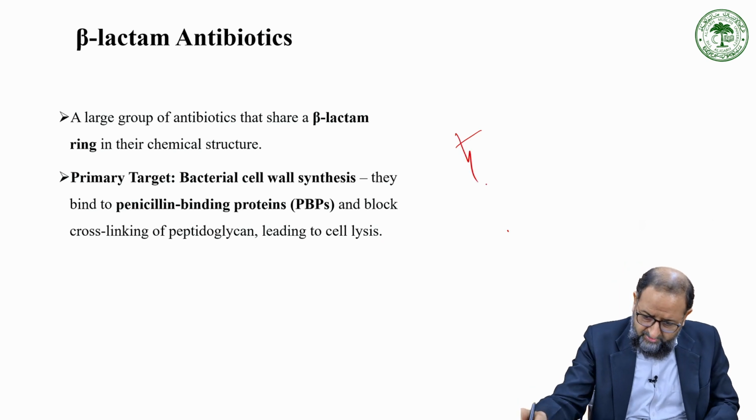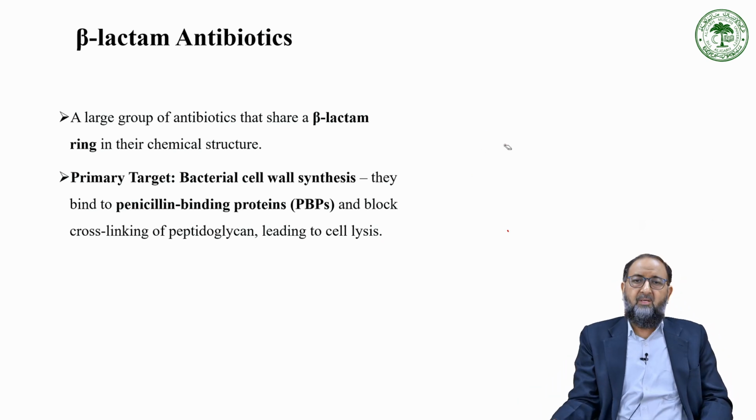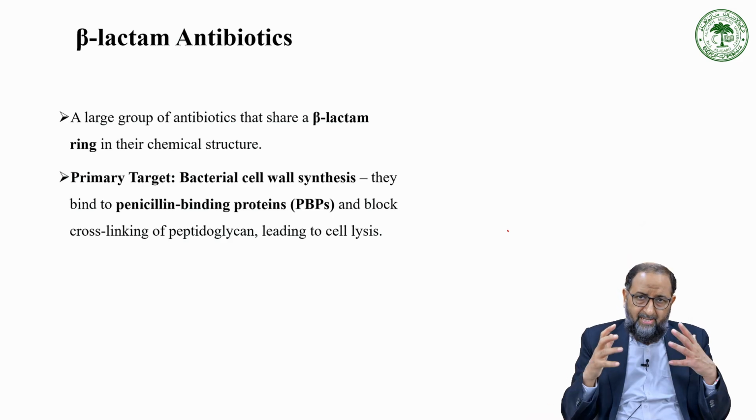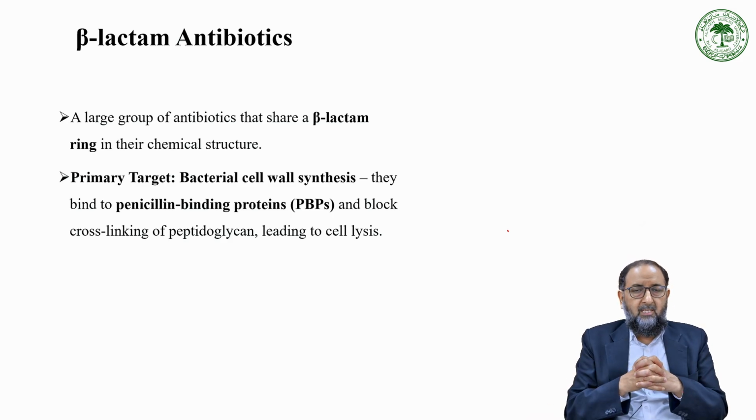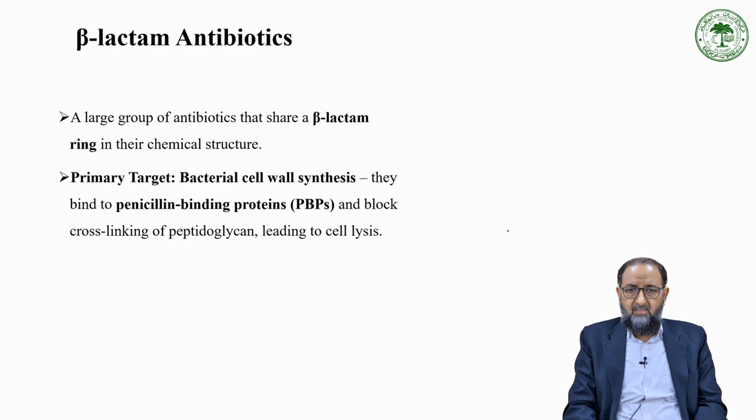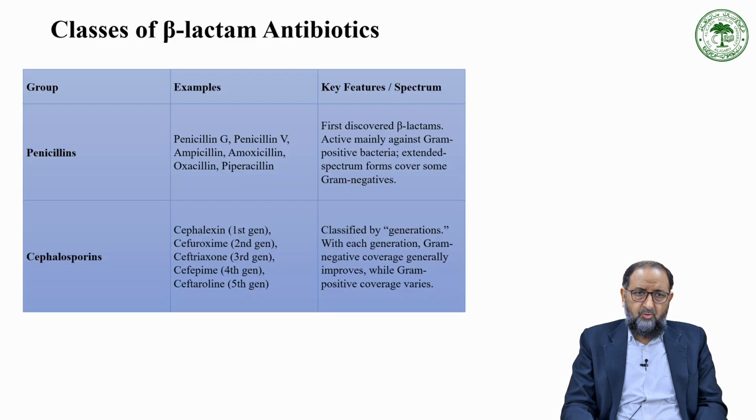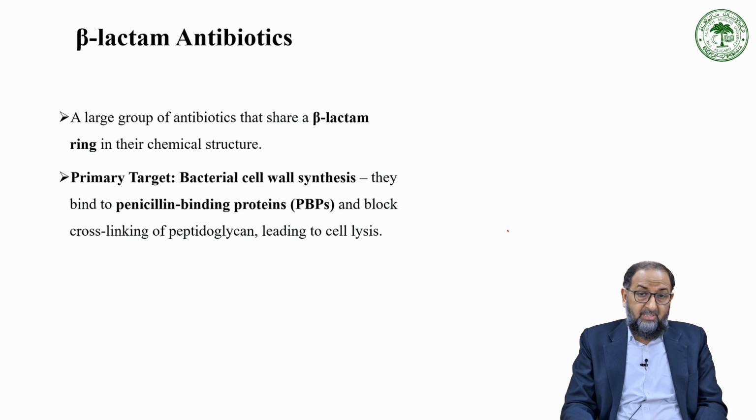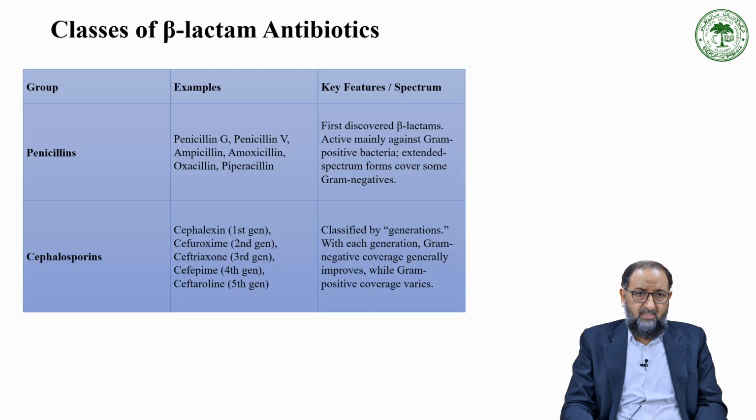PBP will bind only the intact antibiotics, intact antibiotic group. So this is how the beta-lactam antibiotics work. The primary target is the bacterial cell wall, and they bind to the penicillin binding proteins and block the cross-linking of peptidoglycan, leading to cell lysis. So this is the mechanism of the beta-lactam antibiotic. Several enzymes are also produced by bacteria, we'll talk about them later, which degrade this beta-lactam ring and so the bacteria become resistant against these antibiotics.